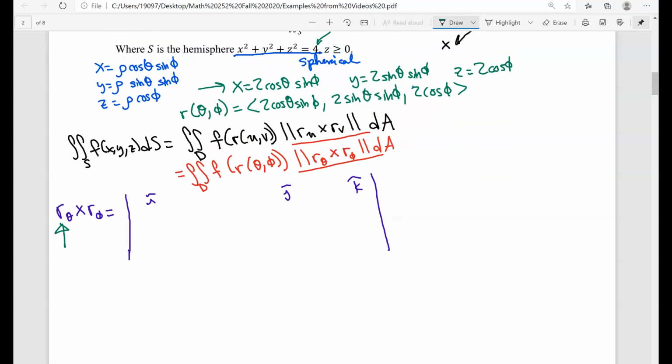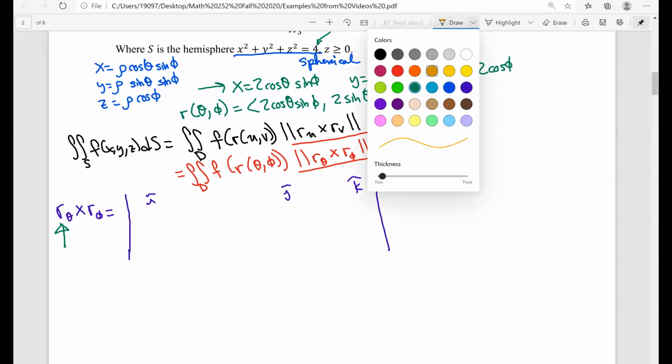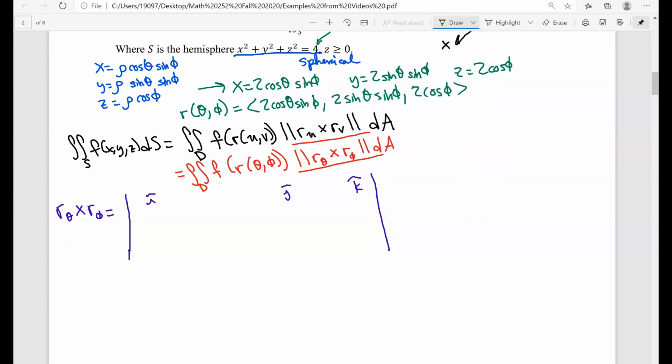So what I'm going to do is take every single one of them. Let me write them in yellow. I'm going to take every single component and take the partial derivative with respect to theta. Starting with the first one, taking the partial derivative with respect to theta is going to give me negative sine. So that's going to give me negative 2 sine theta sine phi.